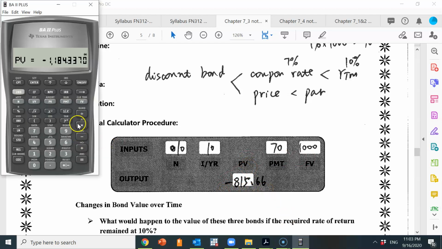Let me do it on the calculator here. 10 as N, 10 as I, payment this time is lower, 70. Lower coupon payments compared to the par bond or premium bond. 1,000 future value. Compute for PV. We have a lower price compared to par value. We only have 815.66 as our price, lower than the par value.